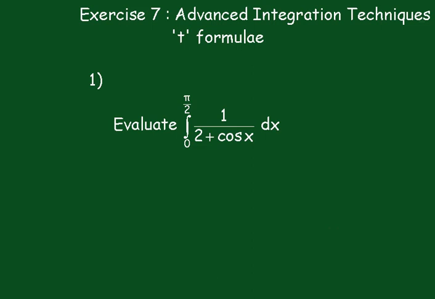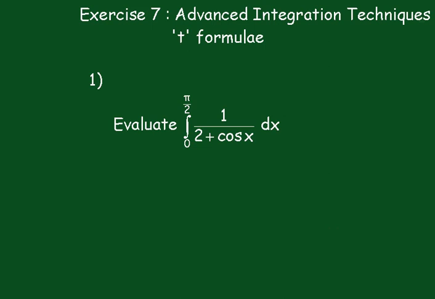Exercise 7, Advanced Integration Techniques, T formulae. Question number 1. Evaluate the integral between pi upon 2 and 0 of 1 over 2 plus cos x dx. Right, pause the video and have a go at this one.